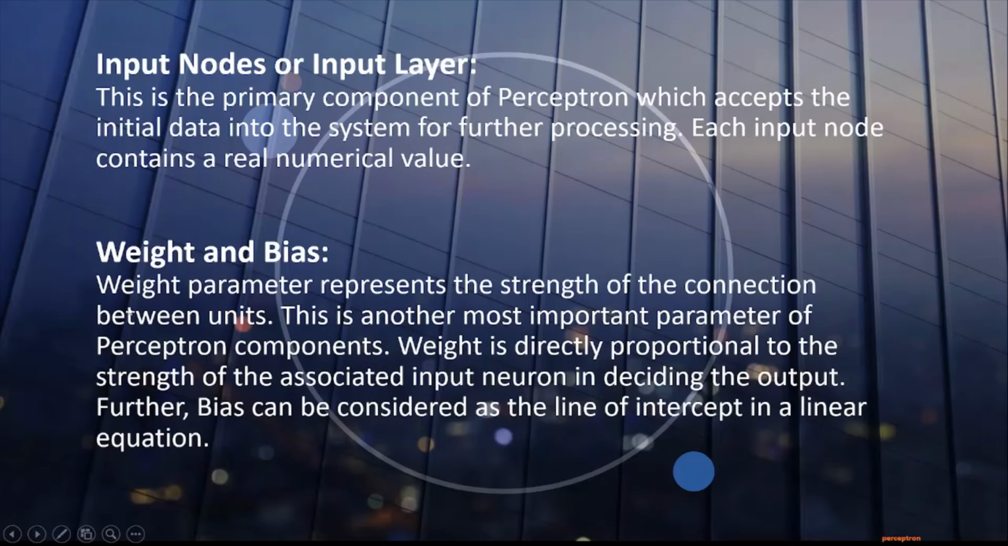Weights and bias. The weight parameter represents the strength of the connection between units. This is another important parameter of perceptron components. Weight is directly proportional to the strength of the associated input neuron in deciding the output. Further, bias can be considered as the line of intercept in a linear equation.